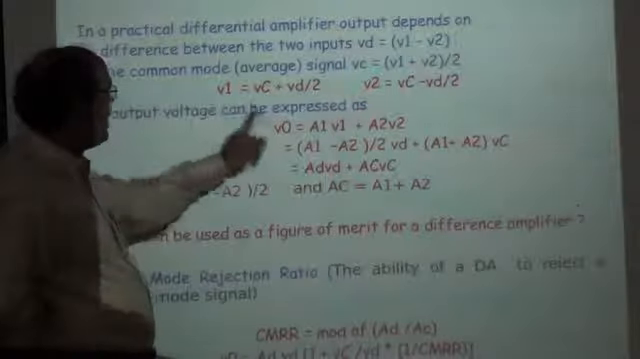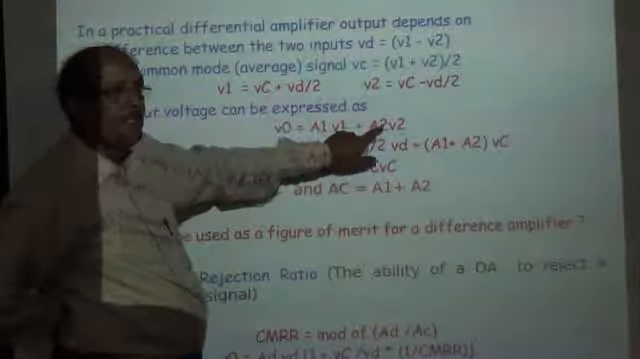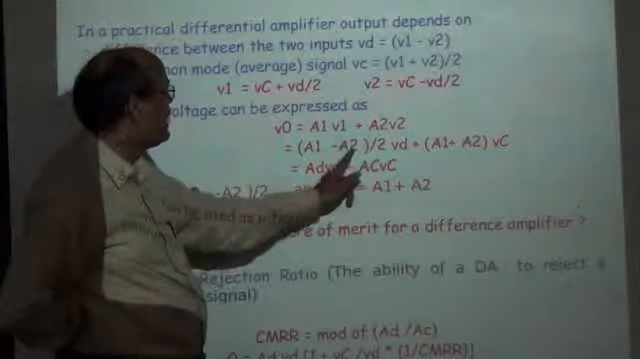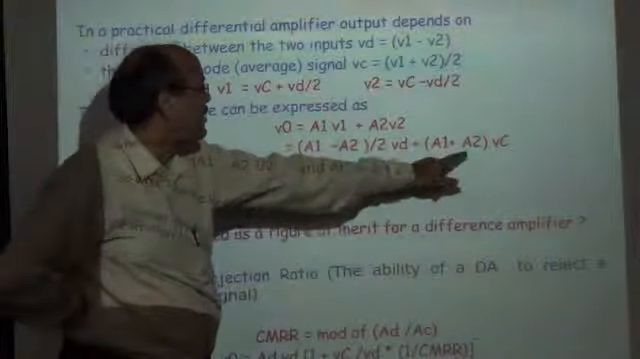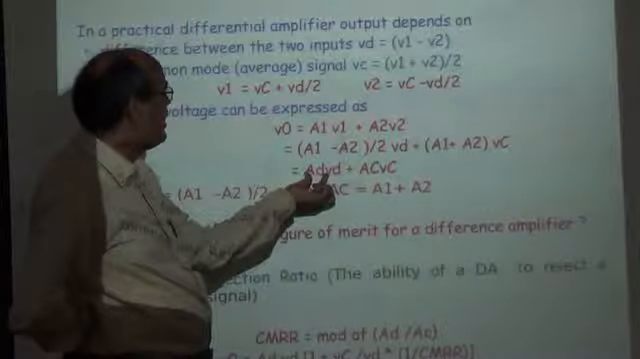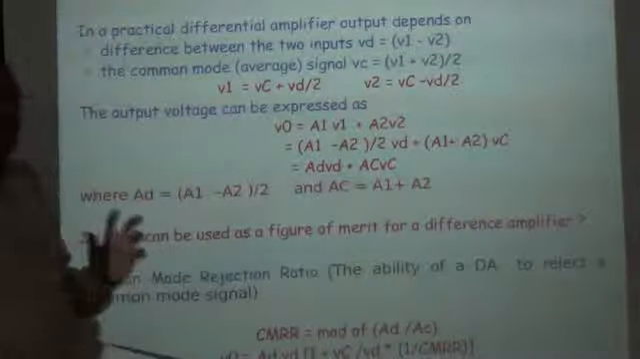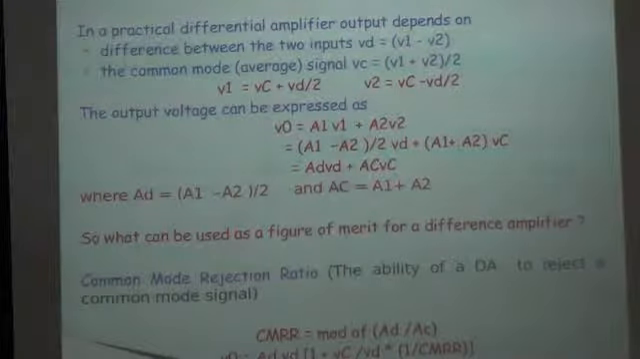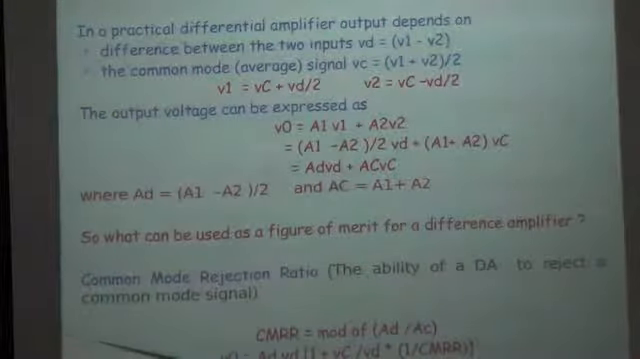Now we can write the output voltage as A1 times V1 plus A2 times V2. V1 and V2 are here, so we can write this as A1 minus A2 over 2 times Vd, plus A1 plus A2 times Vc. So this is the differential gain and this is the common mode gain. The ratio of differential gain to common mode gain is called the common mode rejection ratio.